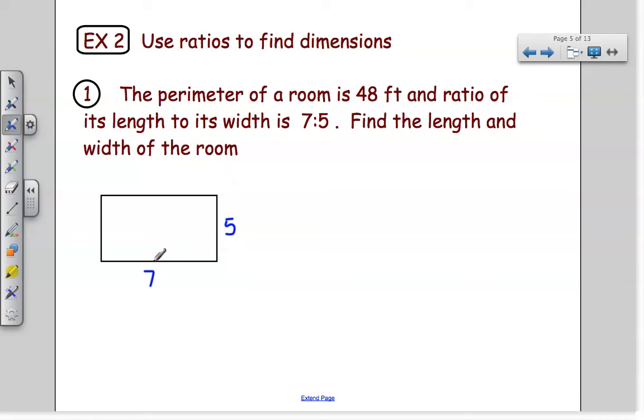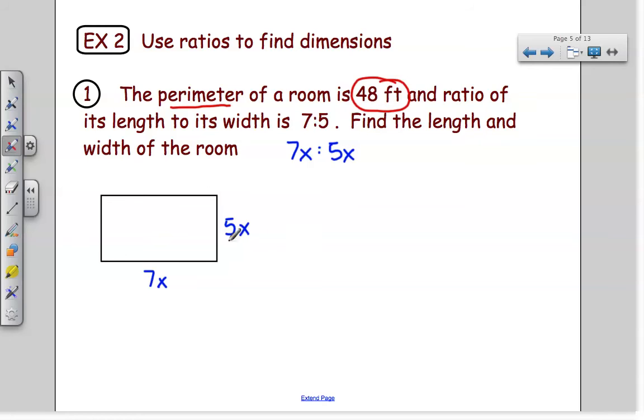No, they could be 14 and 10. I multiply them both by 2. Could be 21 to 15, multiply them both by 3, but in general, if the length to the width is 7 to 5, doesn't that mean 7x to 5x? 7 times something to 5 times that same something? So I'm going to generalize the length and the width as 7x and 5x, because I have some additional info. I know the perimeter is 48 feet of this room.